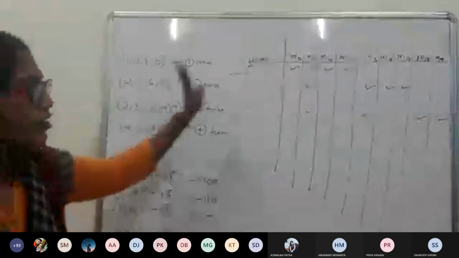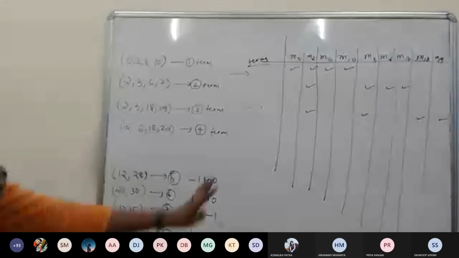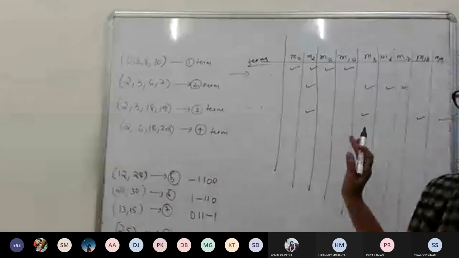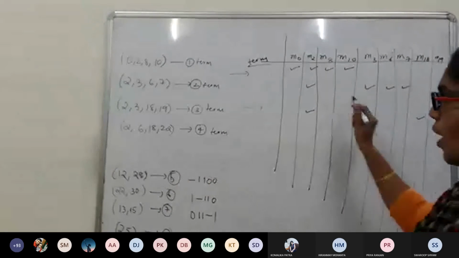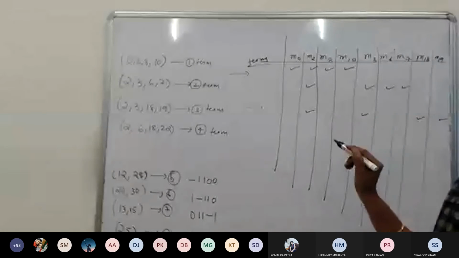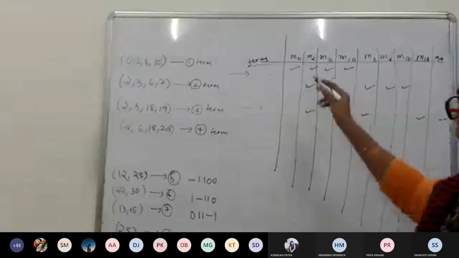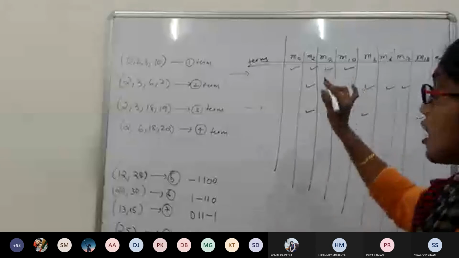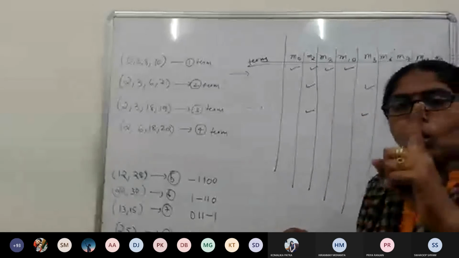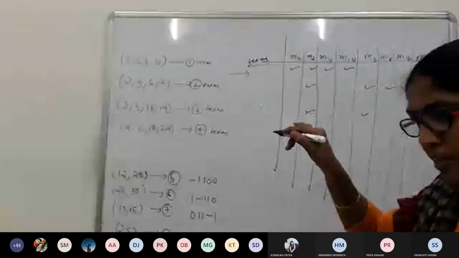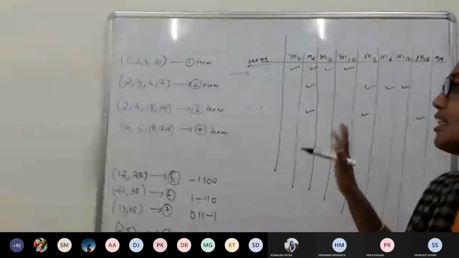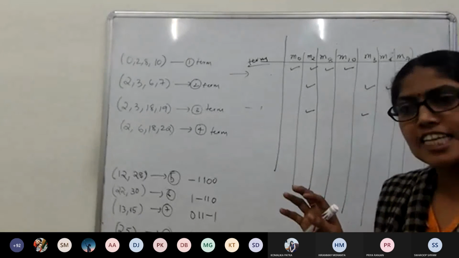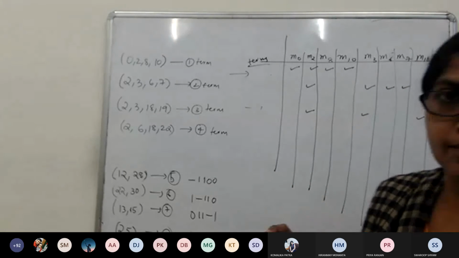Now after filling up all these things, just have a glance at your table. Row wise we will finish. Are you able to follow? Row wise finish it. Then afterwards, see the columns. Whichever column will have only one tick, that's supposed to be the essential prime implicant or essential min term we will tell.